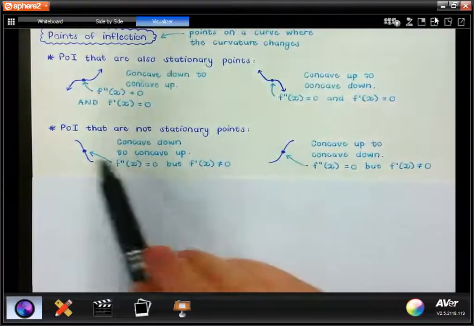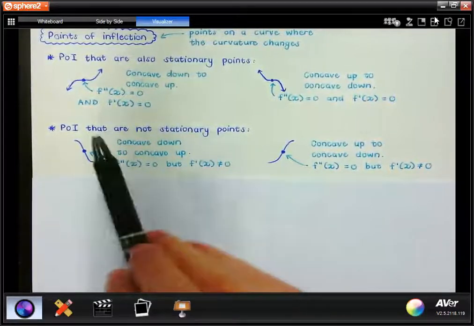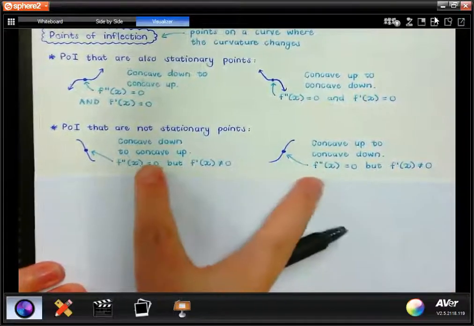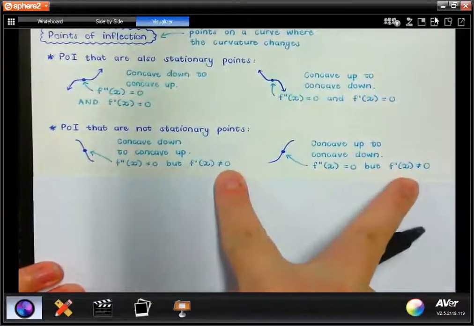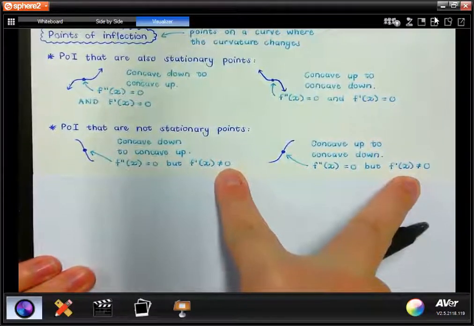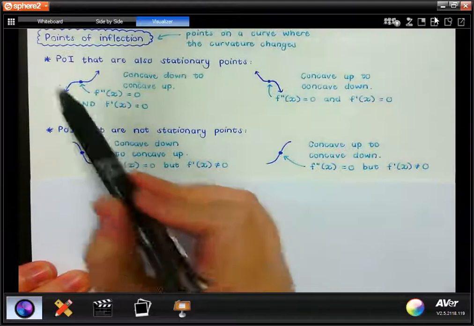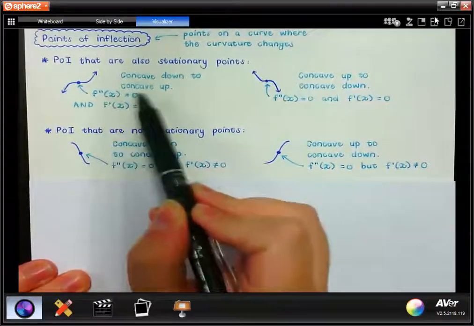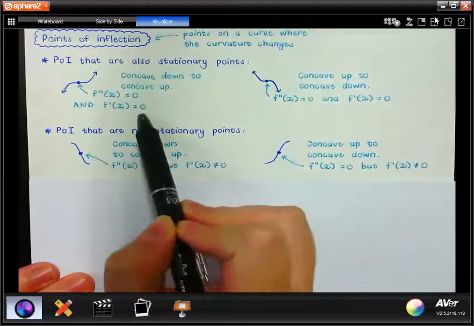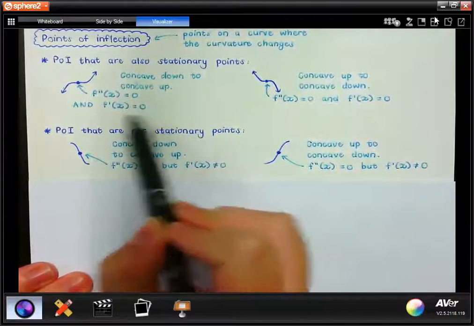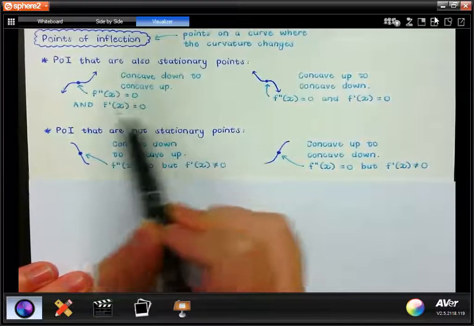So these are the points of inflection that we've dealt with in core mostly, where you have your second derivative equal to 0, but your first derivative is not equal to 0. So it's a point of inflection, but it's not a stationary point. Now, what is happening here? If you have that your second derivative is equal to 0 and your first derivative is equal to 0, we are going to look at some examples, but this would be where you have a double turning point.